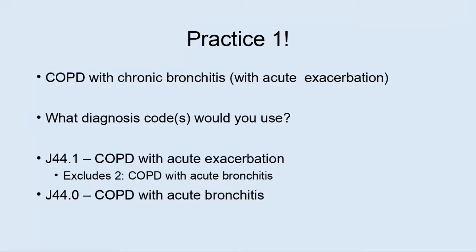So we're going to use J44.1, which is COPD with acute exacerbation, and then J44.0, COPD with acute bronchitis. So you have another code, since the chronic bronchitis is included in the COPD code, but you also do the J44.0 for the acute.